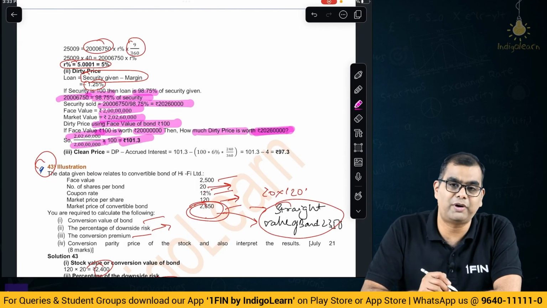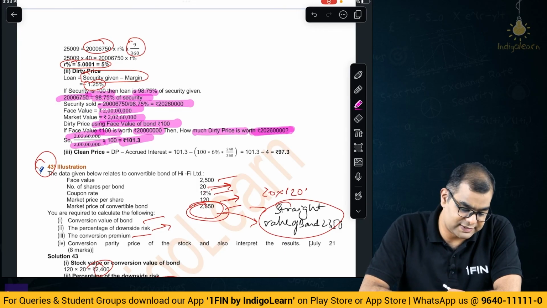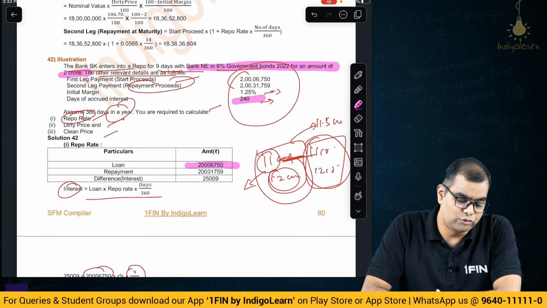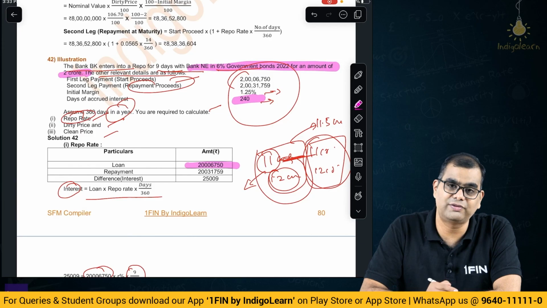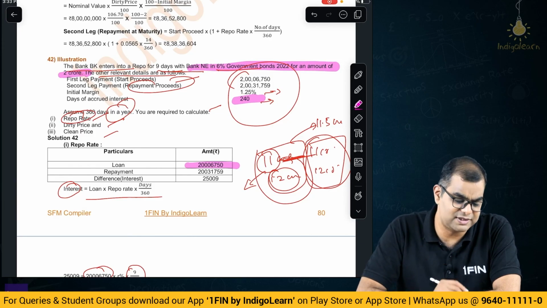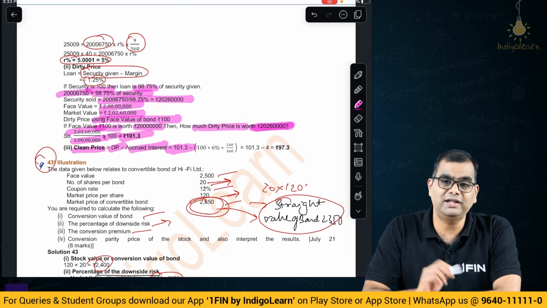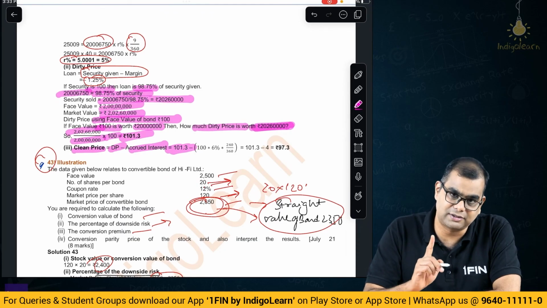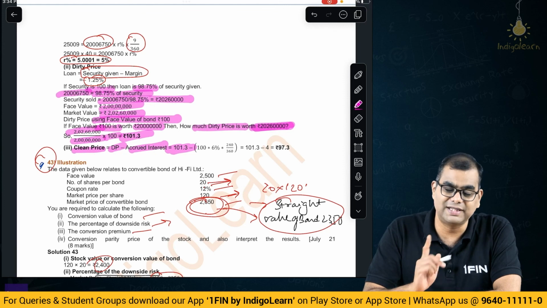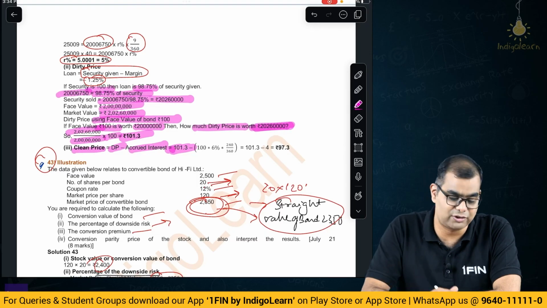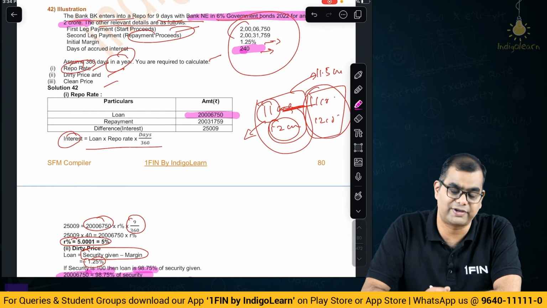With 101.3 as the dirty price, what is the clean price? Your dirty price minus accrued interest. What is accrued interest? On this 101.3, which is the dirty price, and on 100 rupees face value, you have 240 days of accrued interest. How? They themselves have given 240 days of accrued interest.